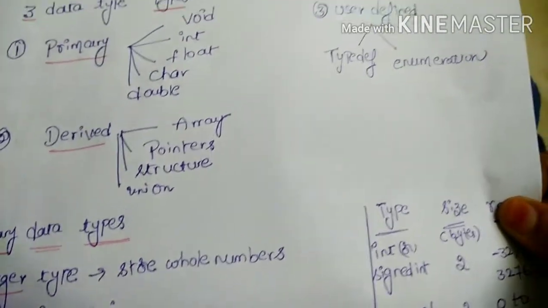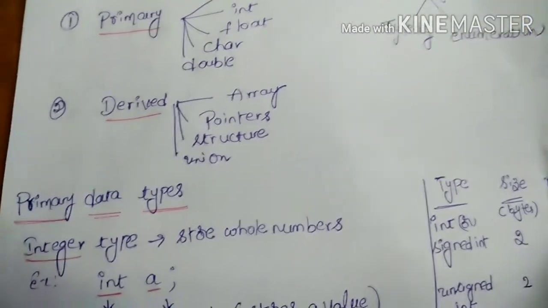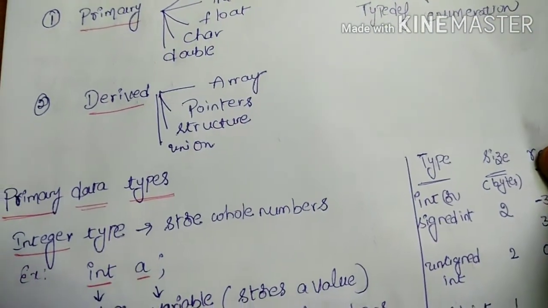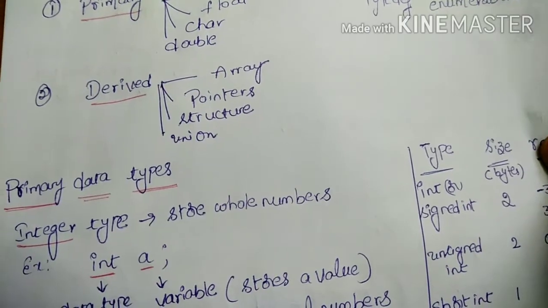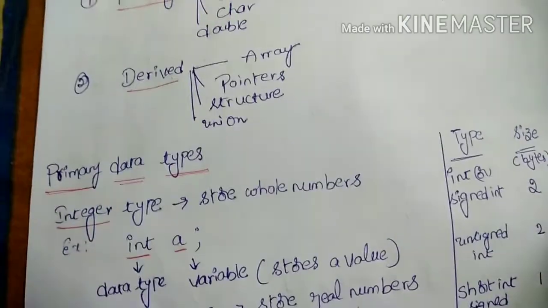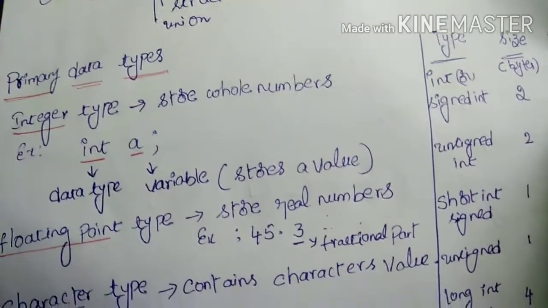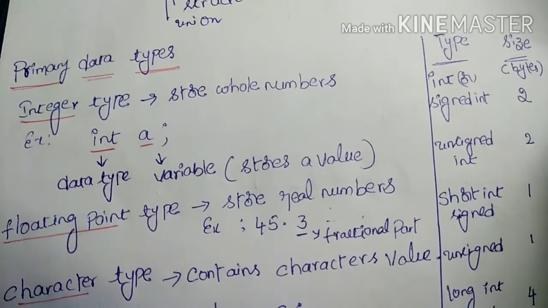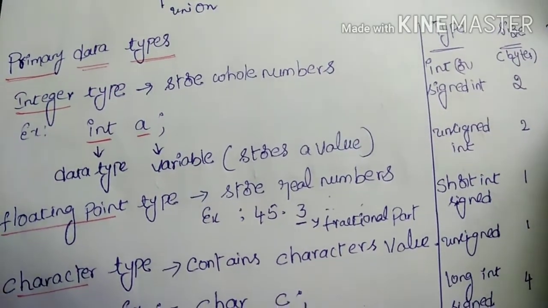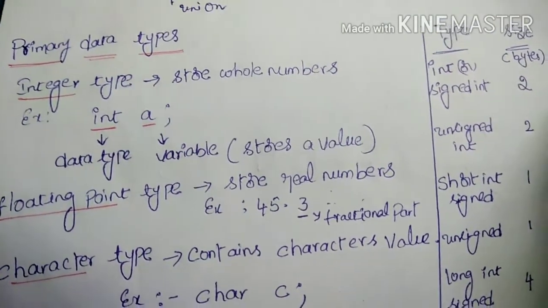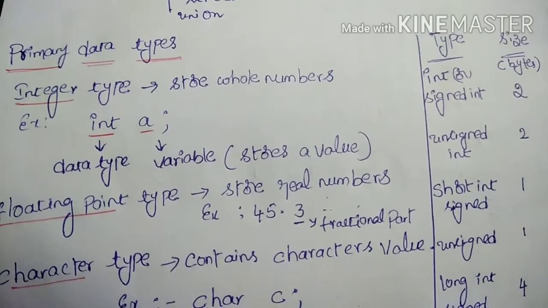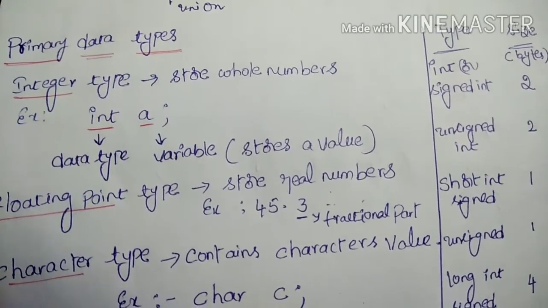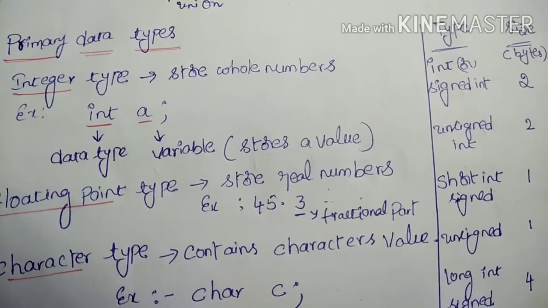Now we will understand primary and user defined. In later videos I am going to explain derived data types, that are arrays, pointers, structures, and unions. So first you need to understand the primary data types. Int stands for integer data type. It stores whole numbers, decimal-free numbers like 45, 92, 36, and so on.